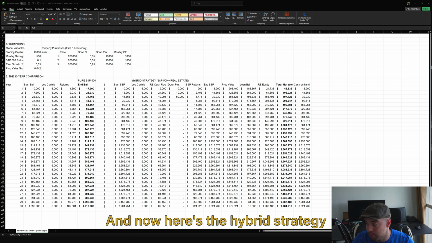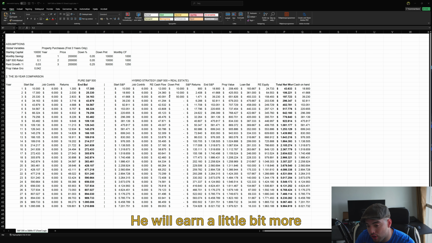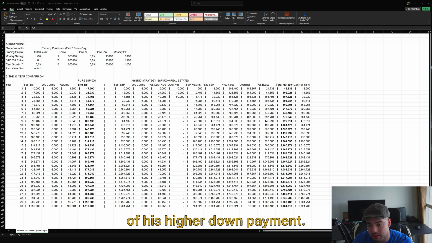And now here's the hybrid strategy, like I illustrated for you. He gets one place, he gets a second place. This time he pays 25%. And then obviously he will not only earn 1,000, he will earn a little bit more because the interest and the debt is now lower because of his higher down payment. So he'll earn a little bit more, but let's see where that leaves him.